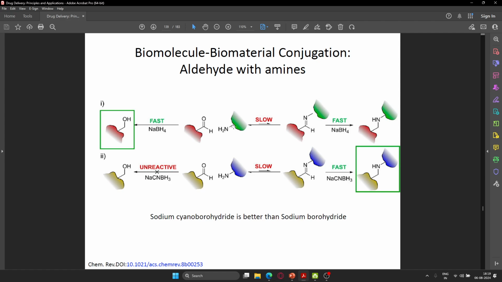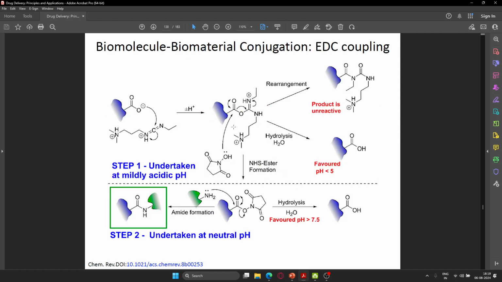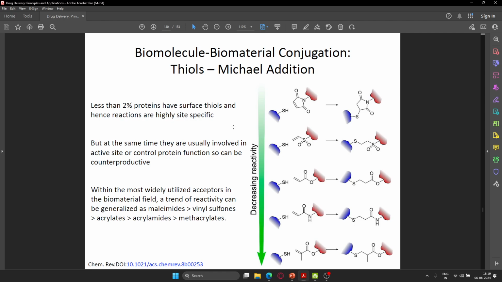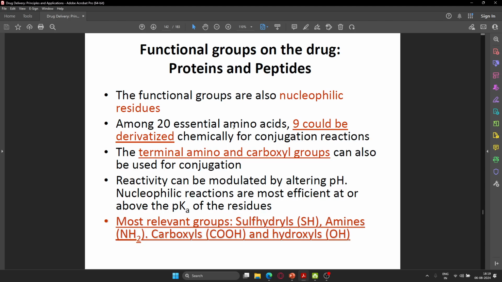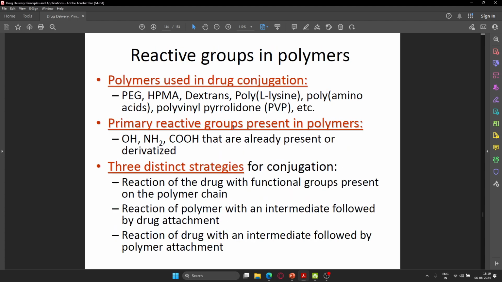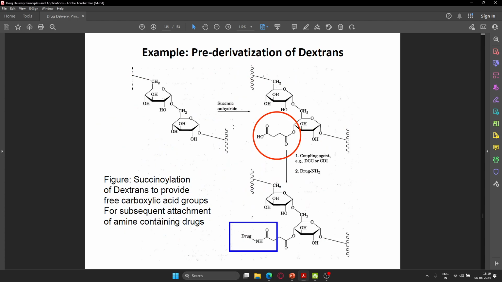Biomaterial conjugation: you would have gone through several chemistries. So, EDC coupling, aldehyde with amines, thiol Michael addition. All of these are the chemistries that are involved in conjugating some of these biomolecules with proteins and stuff.